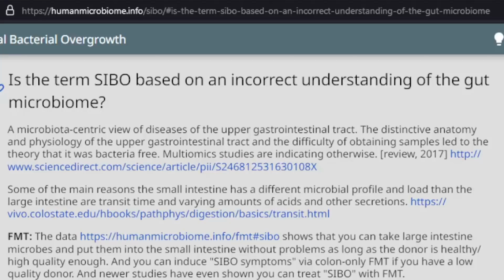SIBO is based on some understandings of the gut microbiome that have turned out to be incorrect, such as the small intestine being bacteria-free or being dramatically different from the large intestine. Some of the main reasons the small intestine has a different microbial profile and load than the large intestine are transit time and varying amounts of acids and other secretions.